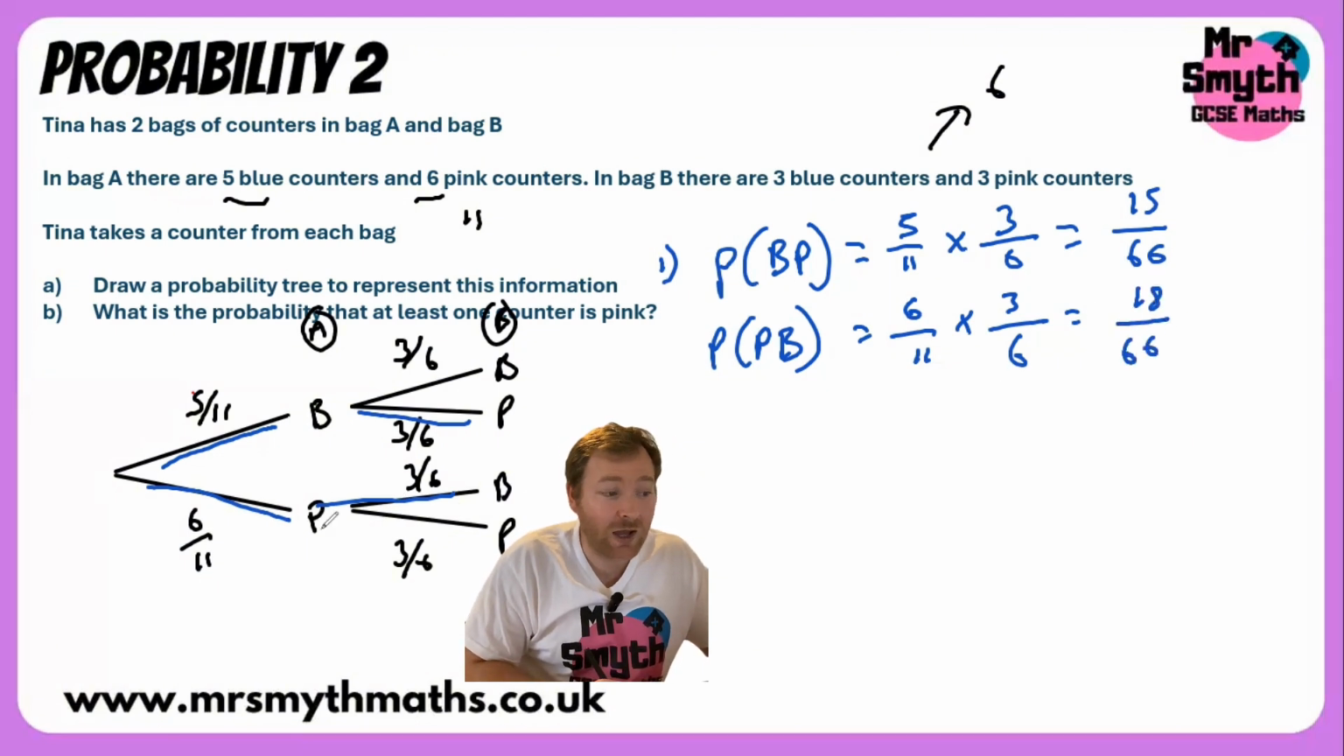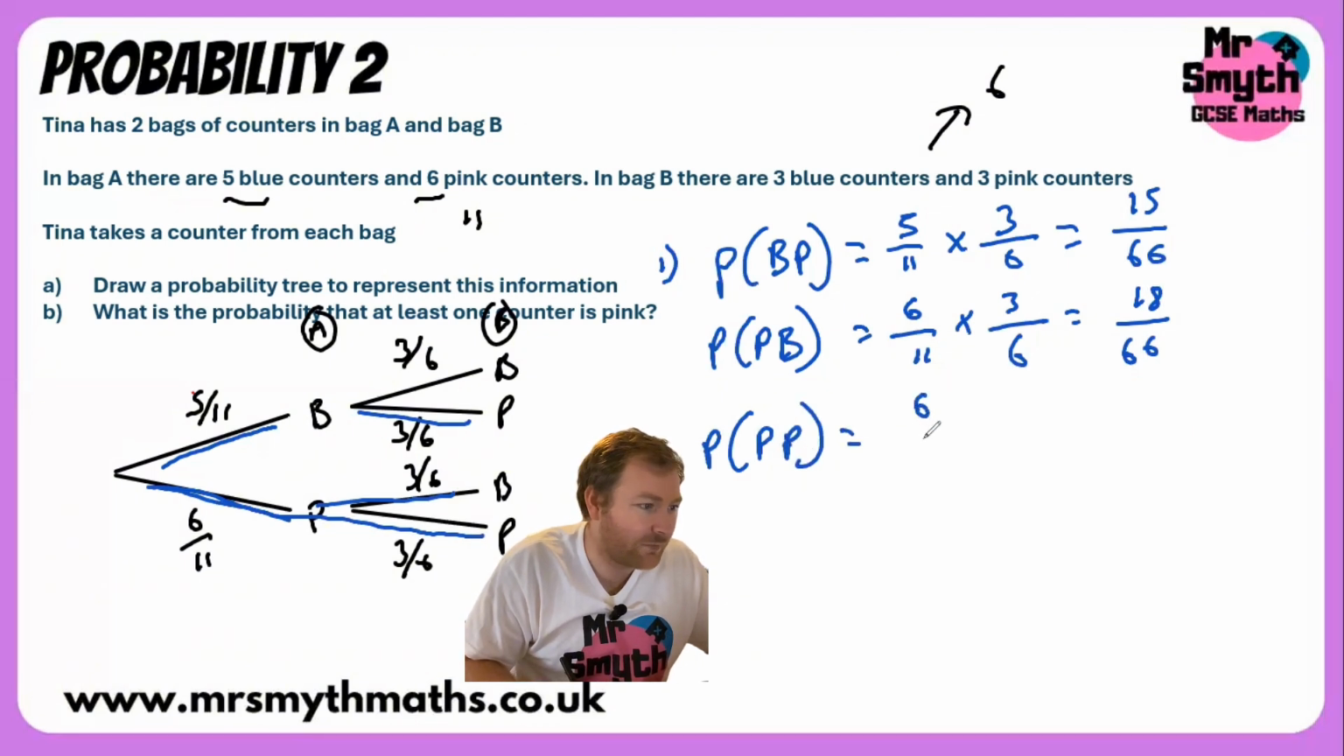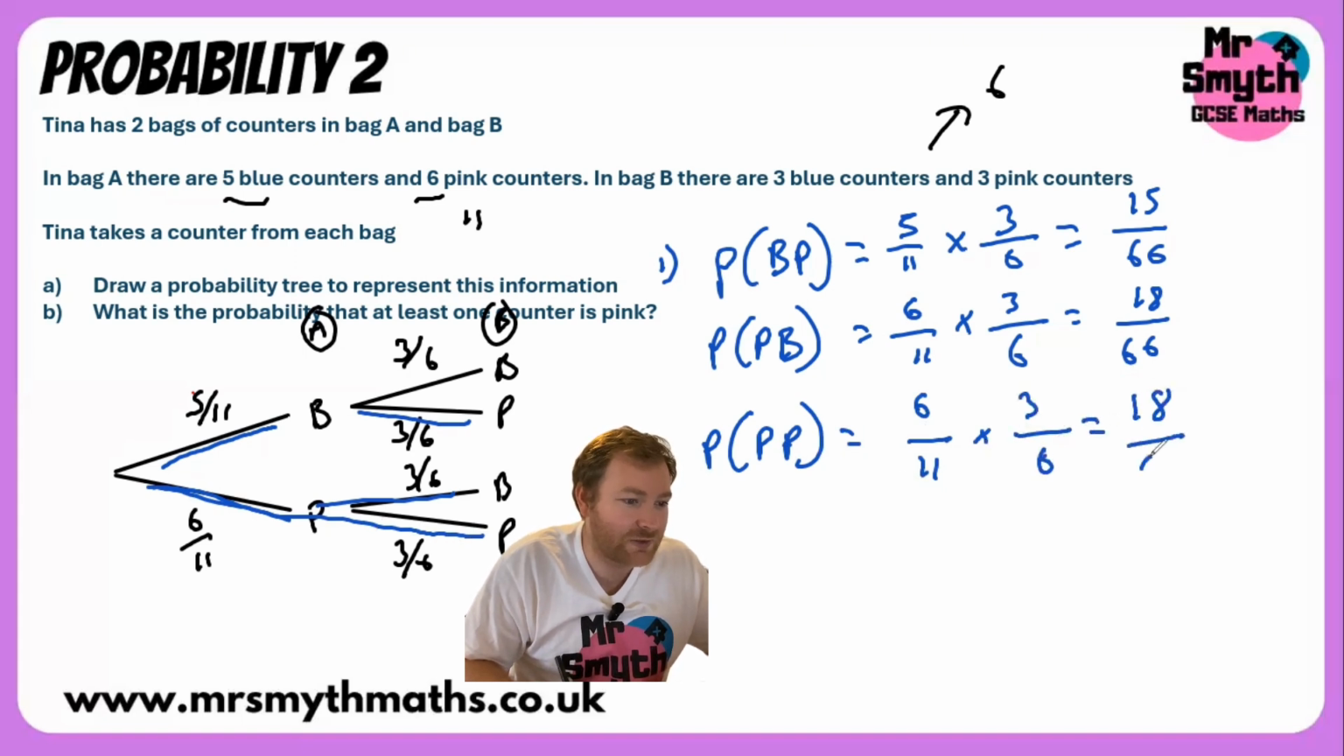Or if I've got at least one pink, it could mean that both of them are pink. So we could be following this one. So I want the probability of pink followed by pink. So pink, we can see 6/11 in the first one. And in the second one, pink is going to be 3/6. And times them together, and we're going to get 18/66.